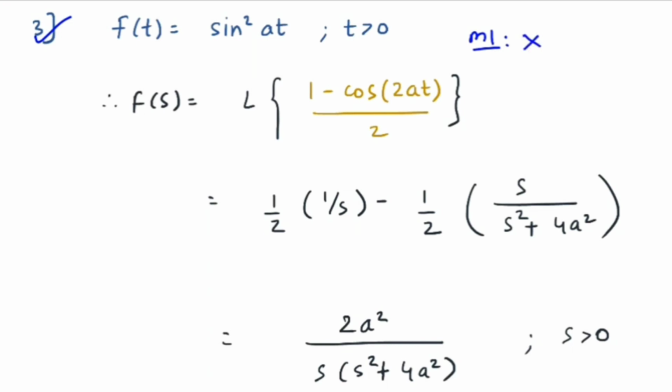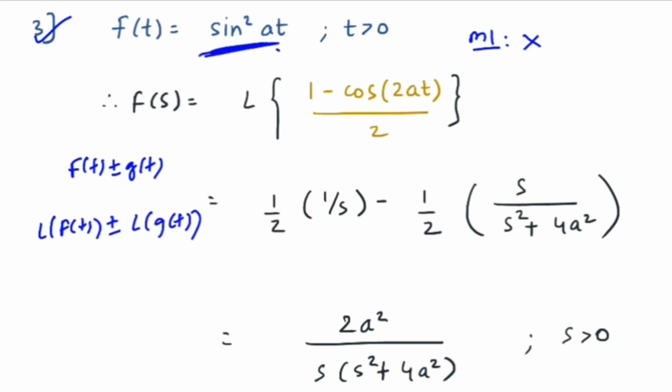But there is a problem here. Whenever two functions are added or subtracted, you can split the Laplace: Laplace of f of t plus or minus Laplace of g of t. But here, the two functions are multiplied. Now tell me, if two functions are multiplied, f of t into g of t, can we split the Laplace as Laplace of f of t into Laplace of g of t? The answer is no, we cannot split the Laplace.